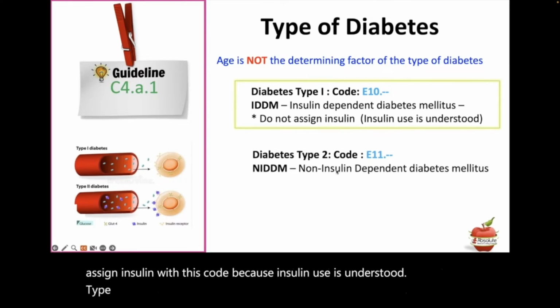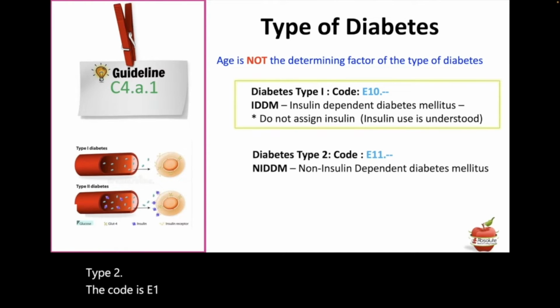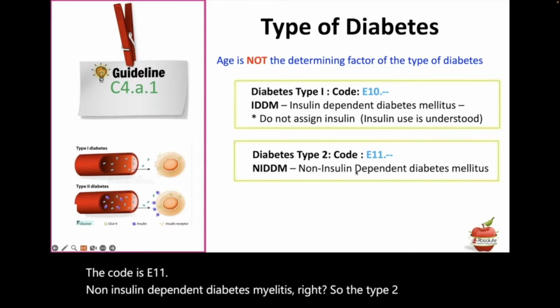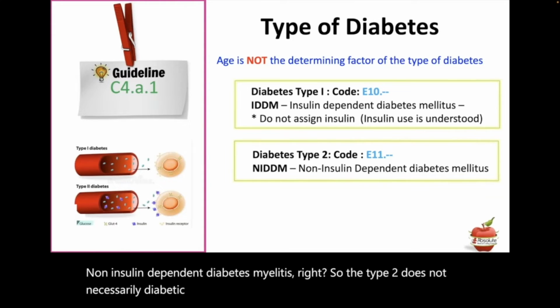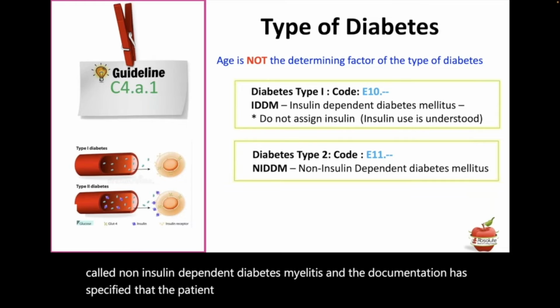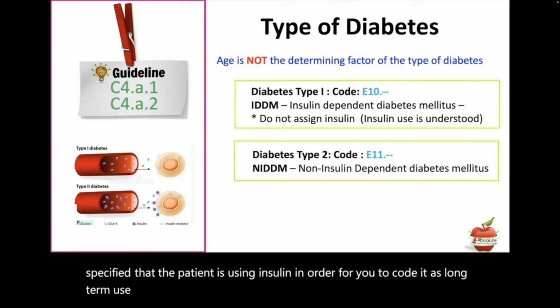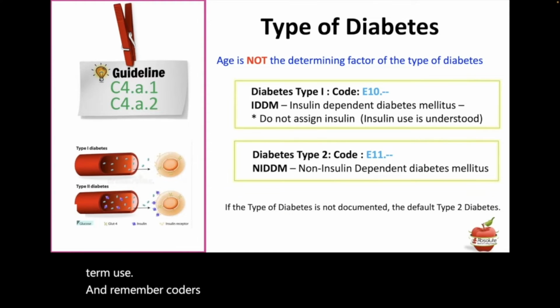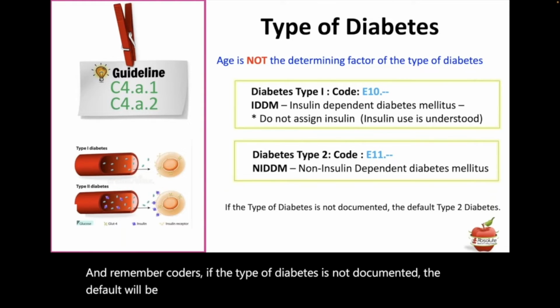Type 2, the code is E11, non-insulin dependent diabetes mellitus, right? So type 2 diabetic patients do not necessarily use insulin. That's why it's called non-insulin dependent diabetes mellitus. And the documentation has to specify that the patient is using insulin in order for you to code it as long-term use. And remember, coders, if the type of diabetes is not documented, the default will be type 2.